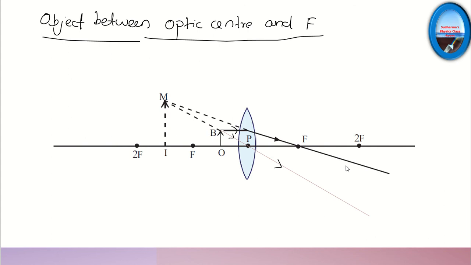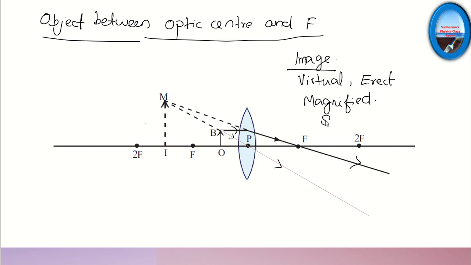So we can see the rays are moving away from each other. When they move away from each other, they're not going to meet, so we are going to extend them backward. So we will be getting an image behind the object, on the same side of the object. This is how a virtual image is formed by a convex lens. The refracted rays are not really meeting. So the image is virtual and erect. It is magnified, on the same side as the object.